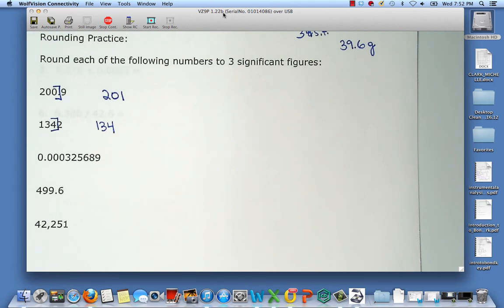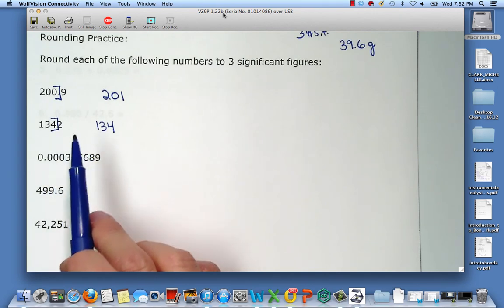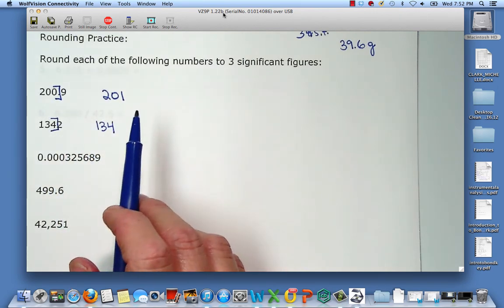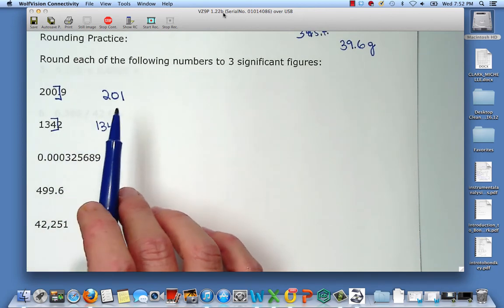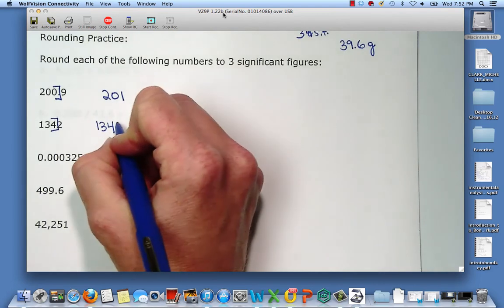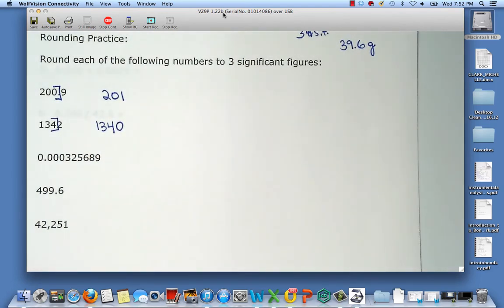Like, if you think about this in terms of money, if you owe somebody $1,342 and you gave them $134 and said, let's go, I'm good. It's just missing $2, not a big deal. Their eyebrows would go up. You might not be friends anymore. But if you gave them $1,340, we'll call it good. So this is an instance where you need to use the placeholders in order to get your measurement to work out.